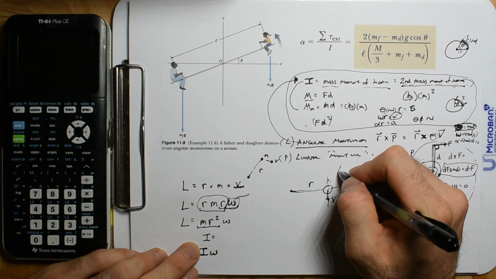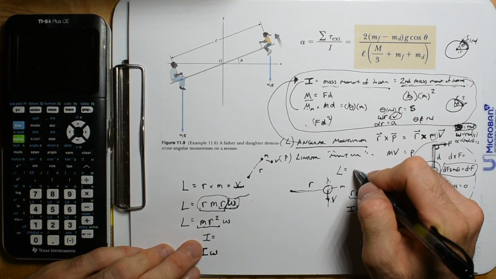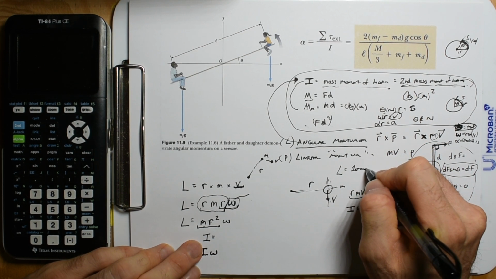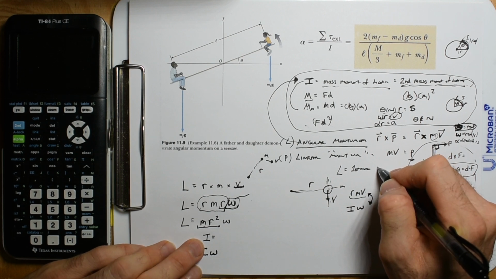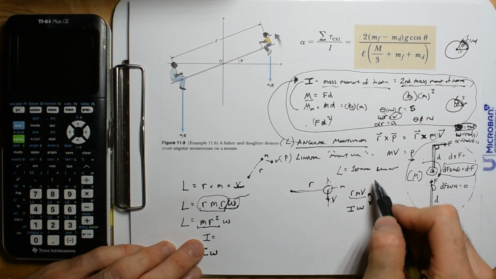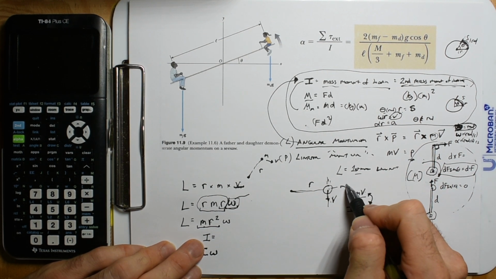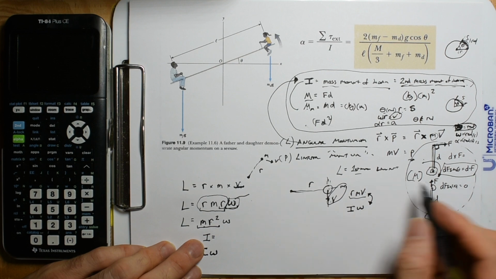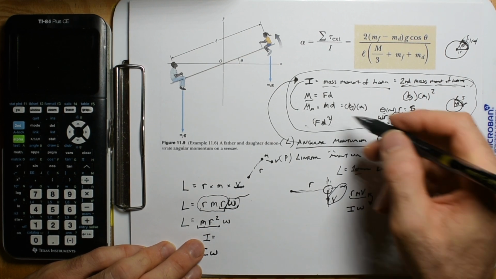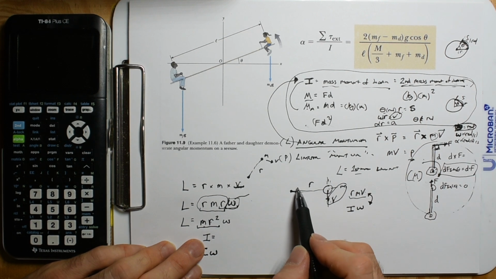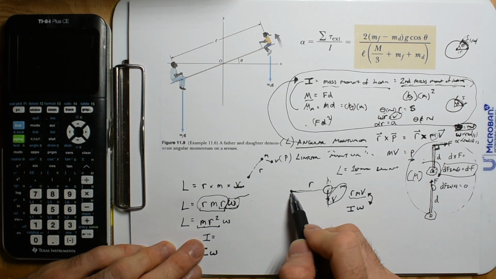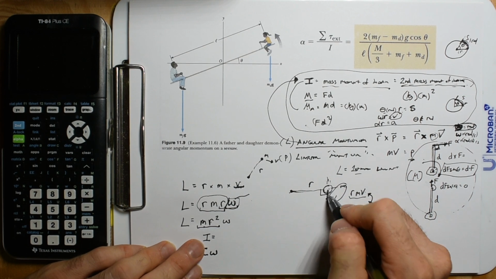So angular momentum is the first moment of momentum, of linear momentum. It's the momentum, mass and velocity, times a distance. Just like a force moment is force times distance, acting at a 90-degree angle. Angular momentum is mass and velocity times the distance acting at a 90-degree angle.